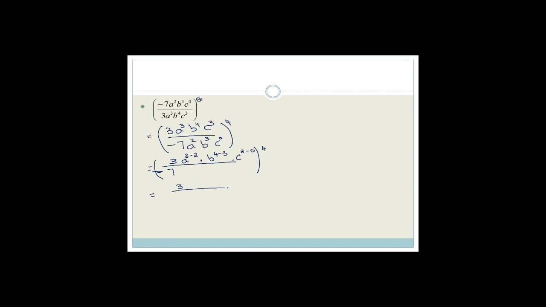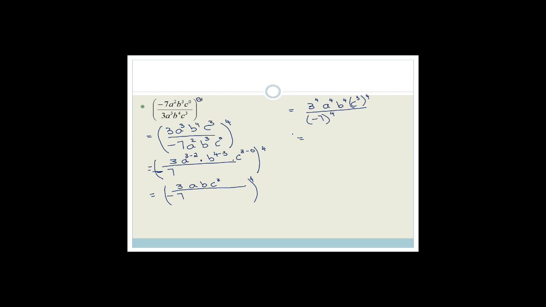We've got 3 over negative 7. a to the 3 minus 2 just becomes a. b, 4 minus 3 is just b. And c, 3 minus 0 is 3. And that's all to the power of 4. Right, and now we can apply that power of 4 to the whole of this. So that becomes, I'm going to write it on this side, 3 to the power of 4 times a to the power of 4, b to the power of 4, and c cubed to the power of 4, all over minus 7 to the power of 4.